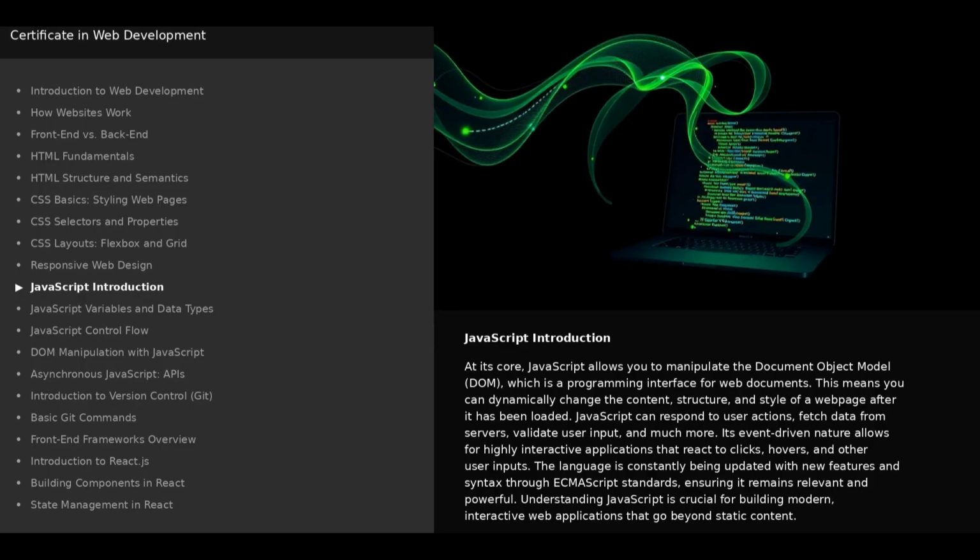At its core, JavaScript allows you to manipulate the document object model, DOM, which is a programming interface for web documents. This means you can dynamically change the content, structure, and style of a web page after it has been loaded. JavaScript can respond to user actions, fetch data from servers, validate user input, and much more.